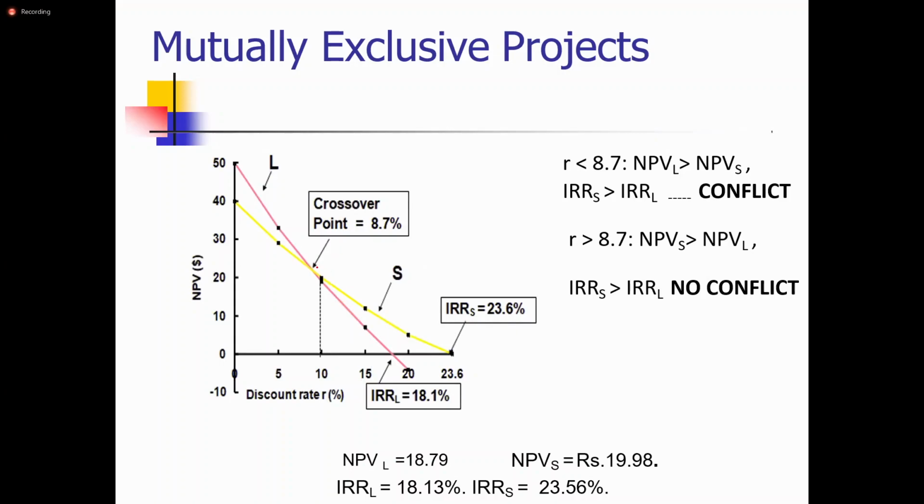So when the cost of capital is greater than this crossover rate, right? When the cost of capital is greater than this crossover rate, there is no conflict between the IRR and NPV. Now here you can see, if the cost of capital is, say, 15%, then the cost of capital is greater than the 8.7.